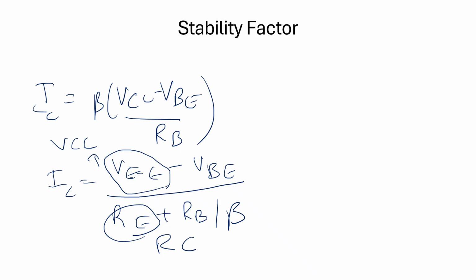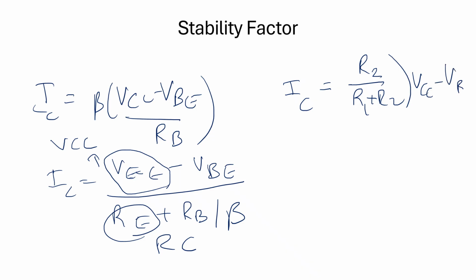In voltage divider bias, we have IC equal to, just as we have written in the equation, R2 divided by R1 plus R2 into VCC minus VBE divided by RE. So what is the meaning of stability factor? The process of making operating points independent of temperature changes or variations in the transistor parameters, that is beta or the VBE value, is known as stabilization.